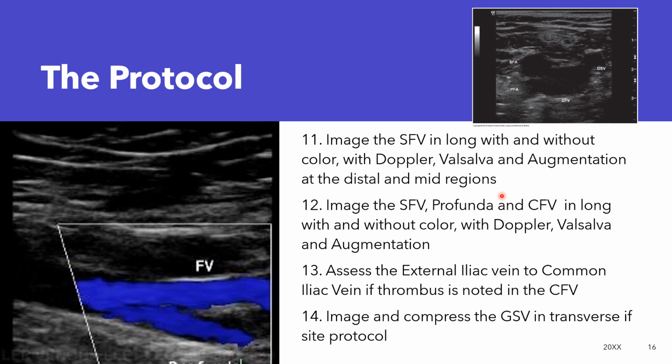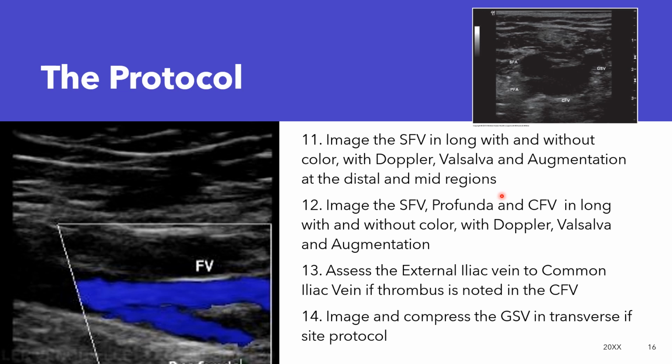You're going to want to follow the superficial femoral vein up the leg in long with color, and take your spectral with augment and your spectral with Valsalva at the proximal, mid, and distal section of the superficial femoral vein. Once you've followed it all the way up to where it anastomoses with the profunda, that creates the common femoral vein.